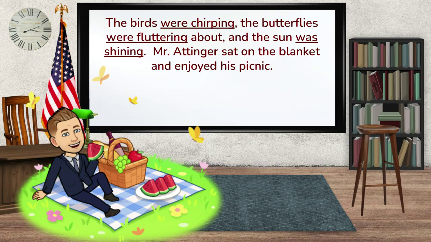But what we're saying here is the birds were chirping. The second he sat down, they did not stop chirping. They didn't only chirp as he was sitting down and then stop. The butterflies were fluttering. Can you imagine if the second he sat down, all the butterflies just, boom, stopped fluttering? Or the sun was shining. Second Mr. Attinger sits down, boom, sky goes black. No, it's continuing. So that's why we use the past continuous, because the story we're telling is in the past, but it was continuous. So were chirping, were fluttering, and was shining.